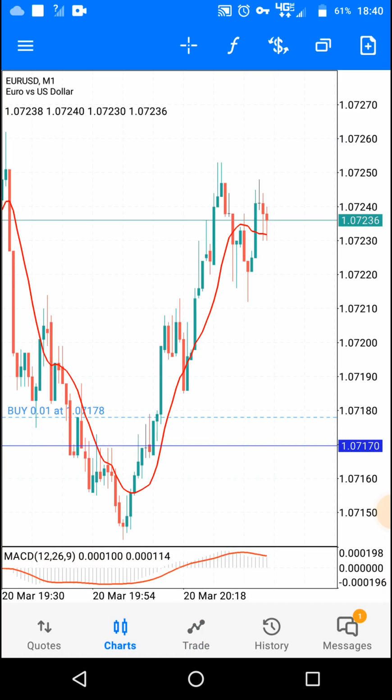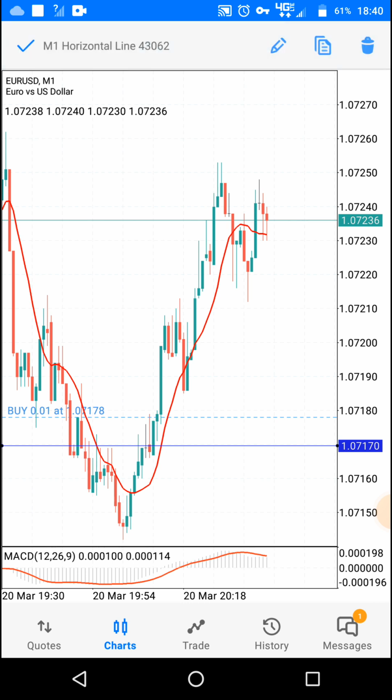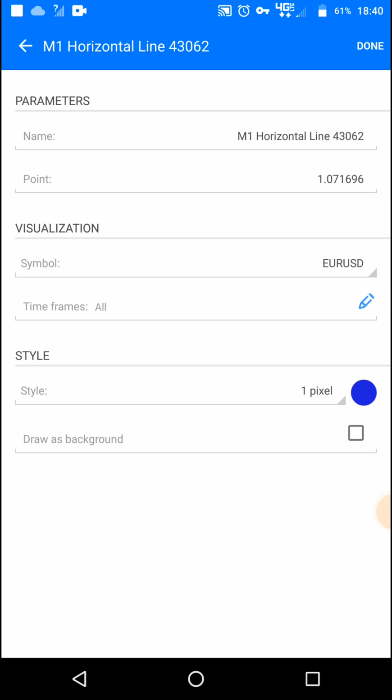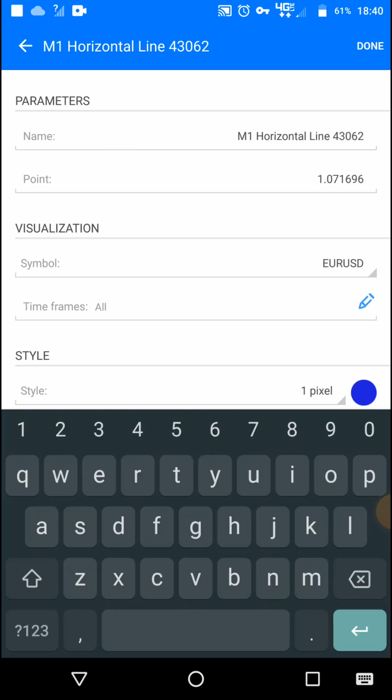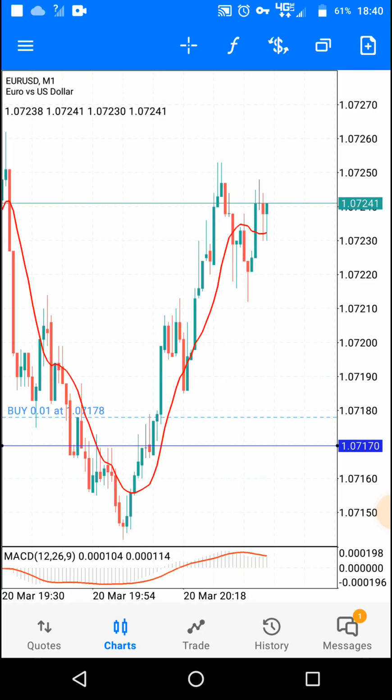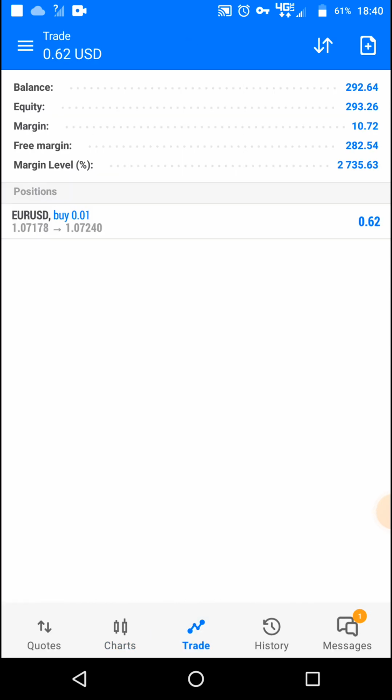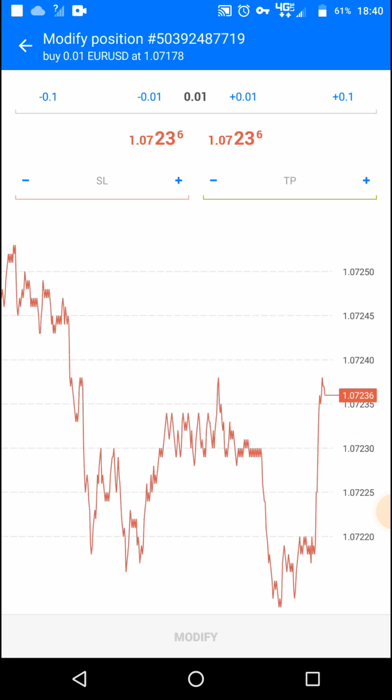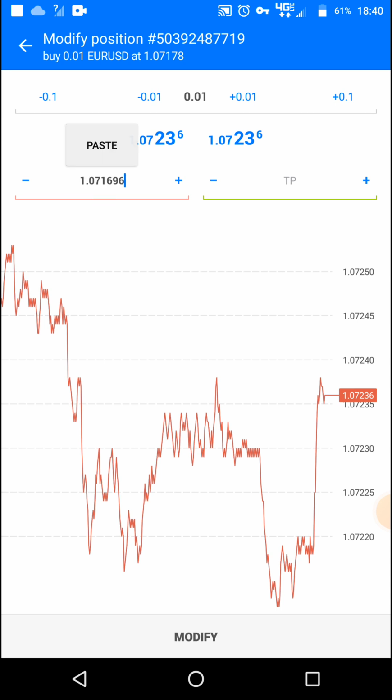Once you hold on the line, you click the pen symbol at the top, then you copy this number over here. Then you go back, then you go to trade. Then you click on the pen, then you paste it where the stop loss should be.